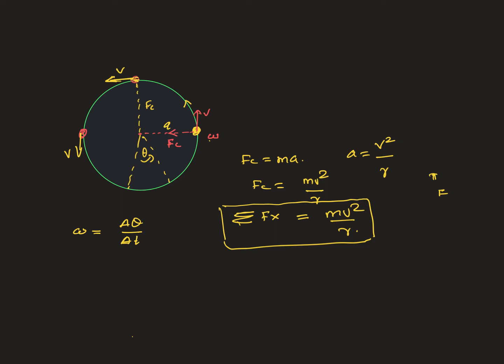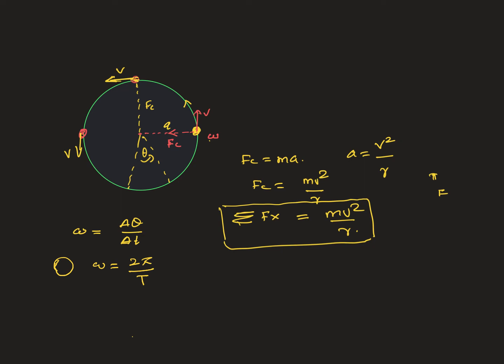So if we look at a full cycle, the angle it covers is 2 pi, right? So we can say omega is equal to 2 pi over T. T is the time it takes to complete the whole cycle, which we call the period. So omega is equal to 2 pi over T.